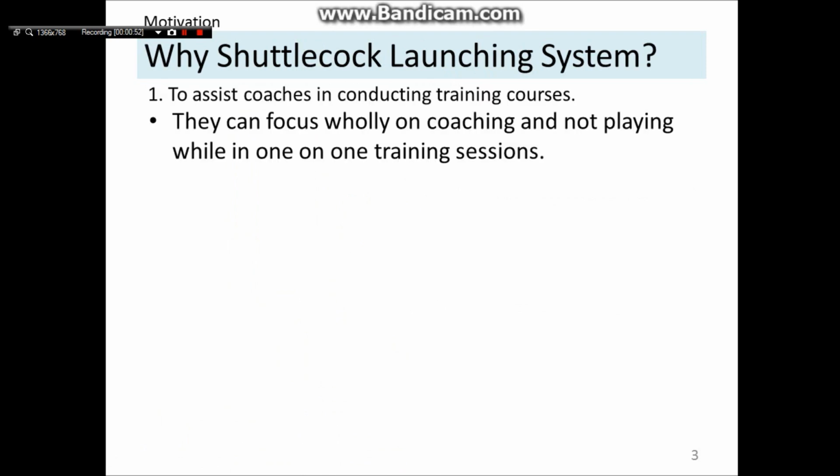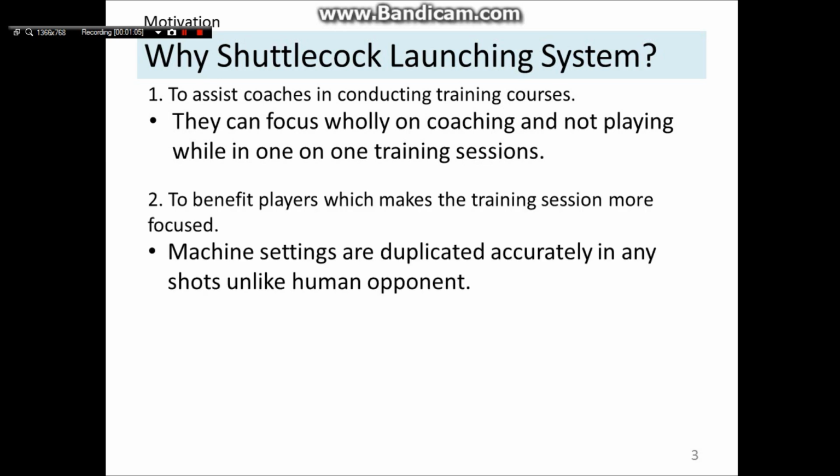First is to assist coaches in conducting training courses. So the coaches can focus mainly on coaching and not playing while in one-on-one training session. Second is to benefit players, which makes the training session more focused. The machine settings are duplicated accurately in any shots, unlike human opponents. So the machines can be set to launch the shuttlecock to a specific area or towards the players, so that they can train a specific skills.